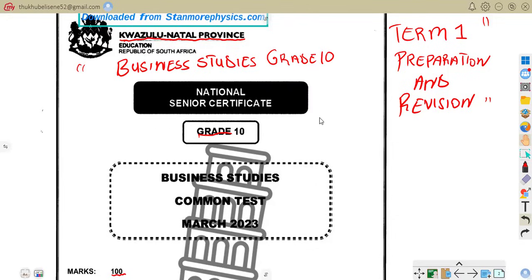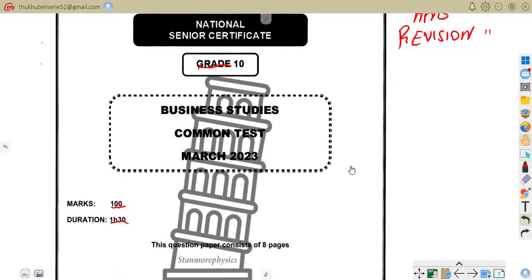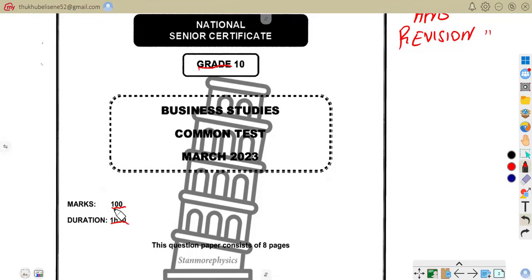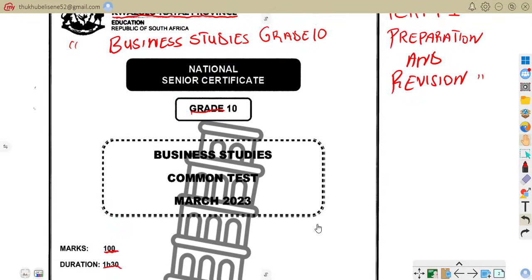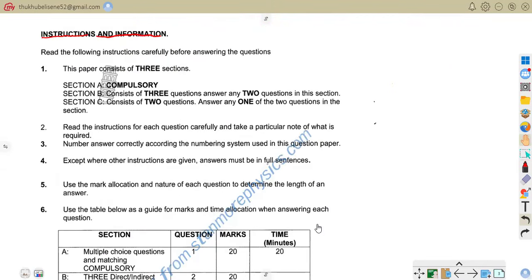Today we are going to do preparation and revision on Business Studies Grade 10 for the Term 1 test that you're going to write. The marks that are going to be awarded are 100 marks, and you are to take 1 hour and 30 minutes to write this paper. Hope we are together. So let us move on to instructions and information.